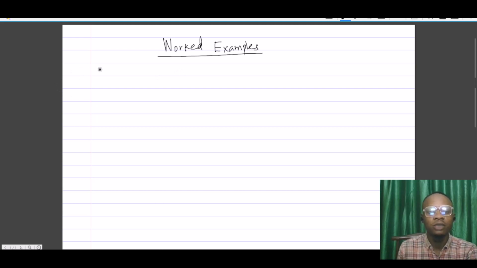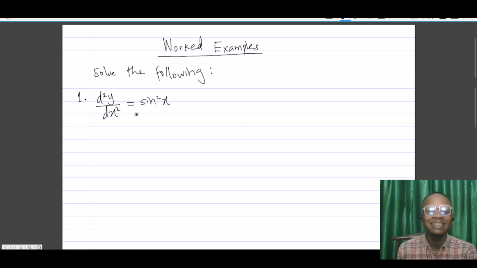Okay, so what example? We want to solve the following differential equations. So the first one says we have d squared y over dx squared to be equal to sine squared x. Yes, I like this problem. So let's have a look at this.